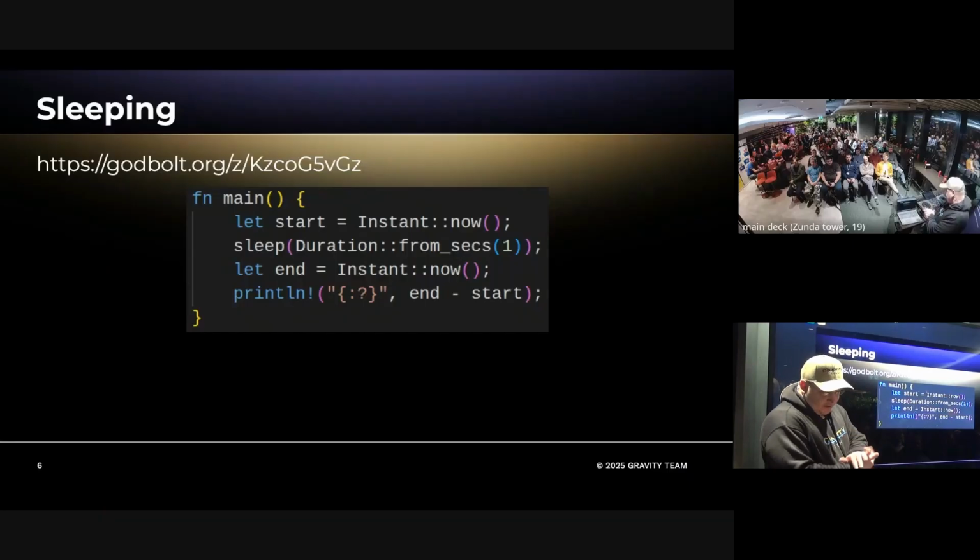We're going to record the current time. We're going to sleep for 1 second. We're going to record the time, and we're going to print the difference in times. What is this going to print? At least one of you has to have a guess. It's going to print 1 second.